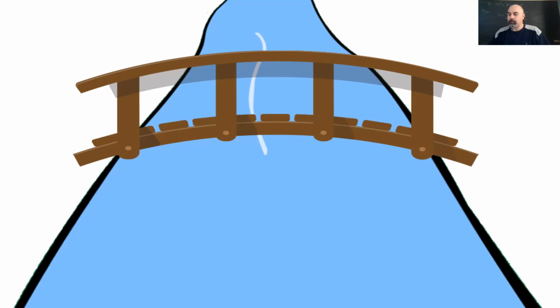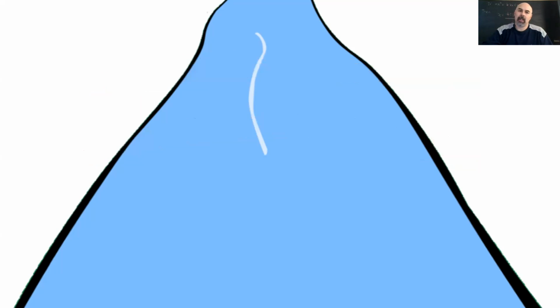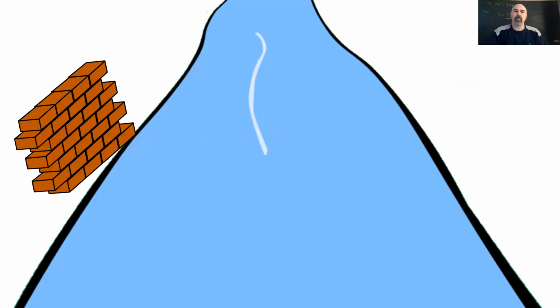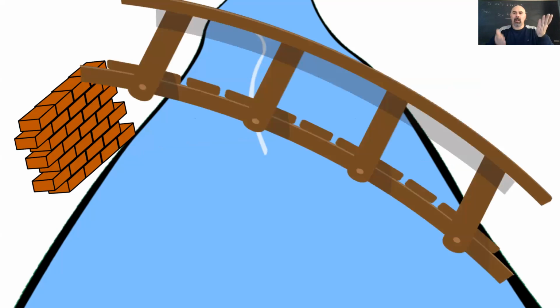But what happens if I want to raise the bridge? I want to change the bridge on one side. So I'm going to build a brick wall on one side to some height, and I put my bridge on it. Well, I'm no longer balanced. My bridge is offset, and I don't have equal sides. So if the water was to rise, it's all going to flow off to one side.